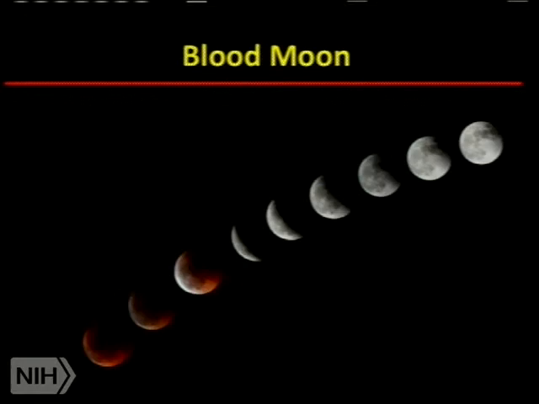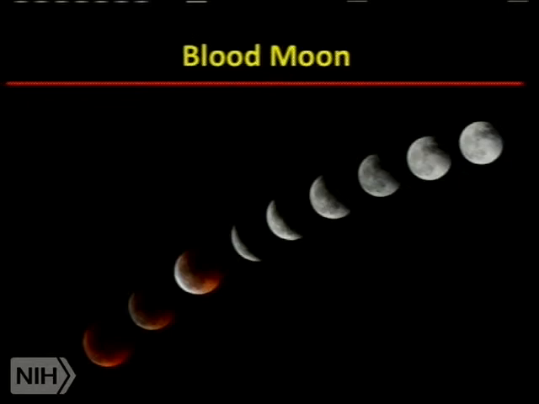This is my transition slide, and it shows you the lunar eclipse transitioning, coming out of the Earth's shadow. This is a picture that was taken in the Canary Islands in Tenerife.